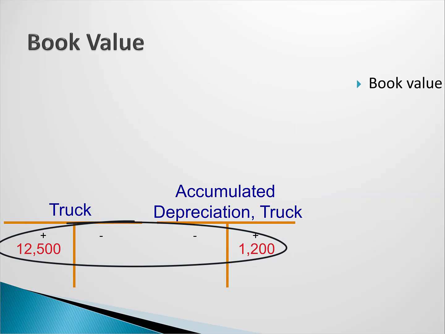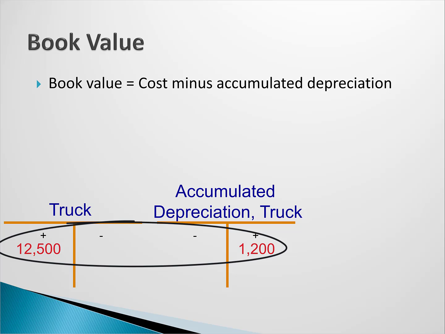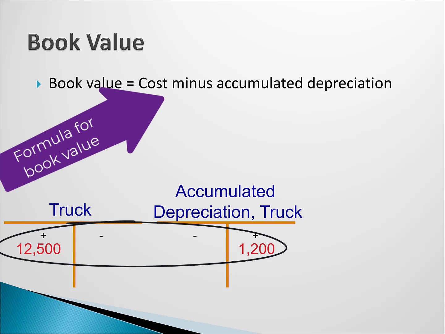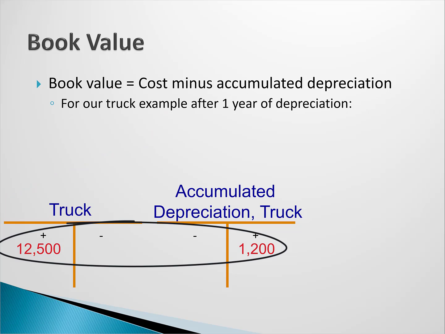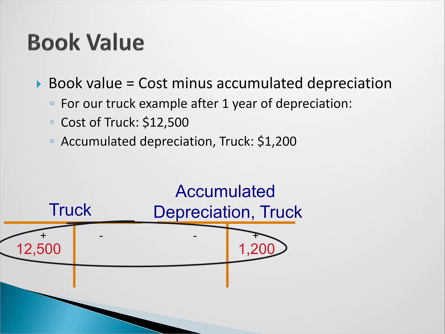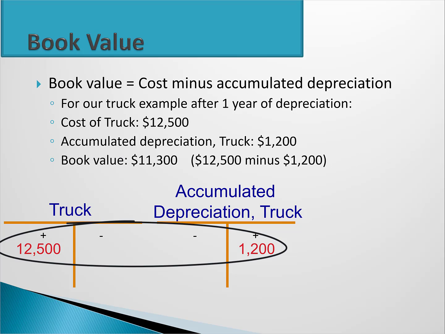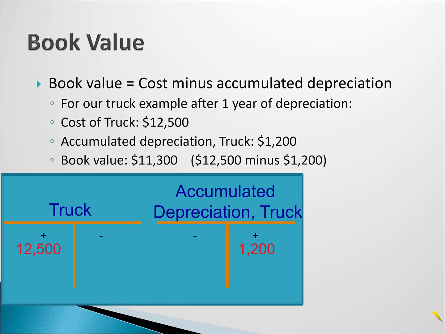So to calculate the book value, it's cost, $12,500, minus the accumulated depreciation. So for our truck example, after 1 year of depreciation, remember the depreciation is $1,200 per year. So the way we calculate the book value is we take the cost of the truck, $12,500, minus the accumulated depreciation, which is $1,200. So that gives us a book value after 1 year of $11,300.